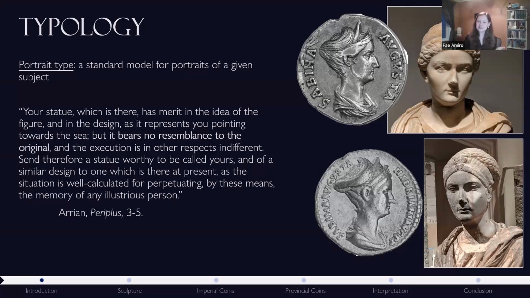The second one is a little more critical, which is the one on the slide by Arrian, in which Arrian on the Black Sea describes seeing this portrait of Hadrian, which he believes bears no resemblance to the original and is not worthy to be called Hadrian's, and so requests that a new portrait be sent to the province to replace this inadequate representation of the emperor.